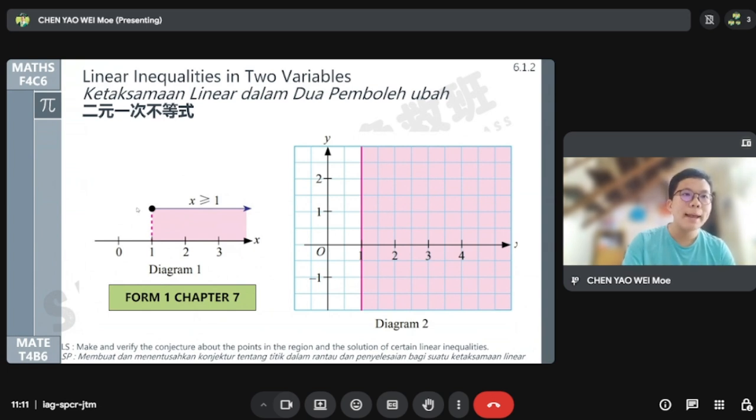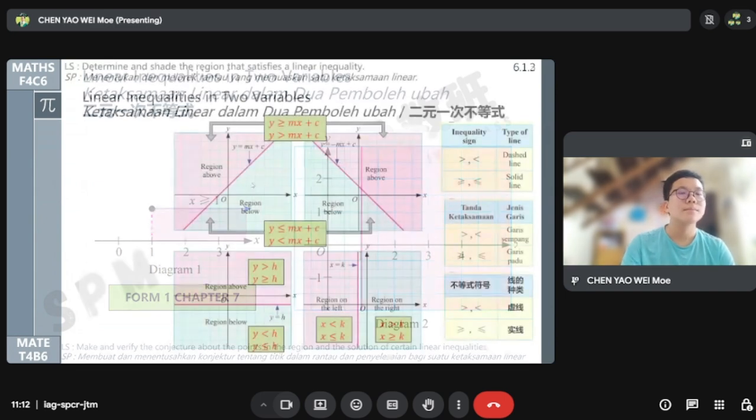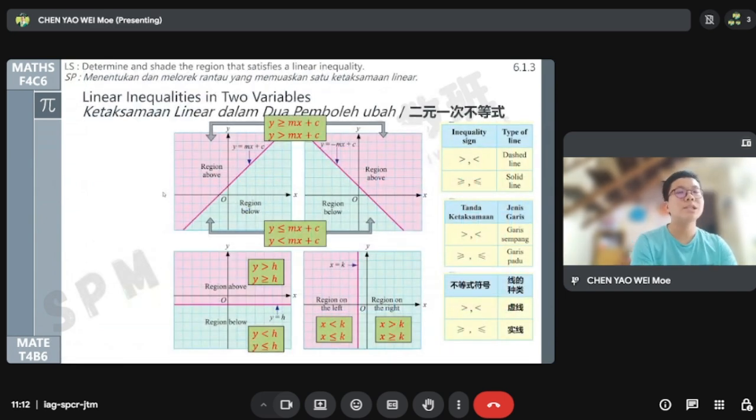But we can make this number line diagram become a Cartesian plane diagram. So we can also represent the inequality using a Cartesian plane. This one I think you learned in Form 1 chapter 7. And we can represent the inequality to state the region. Let's see the picture here.